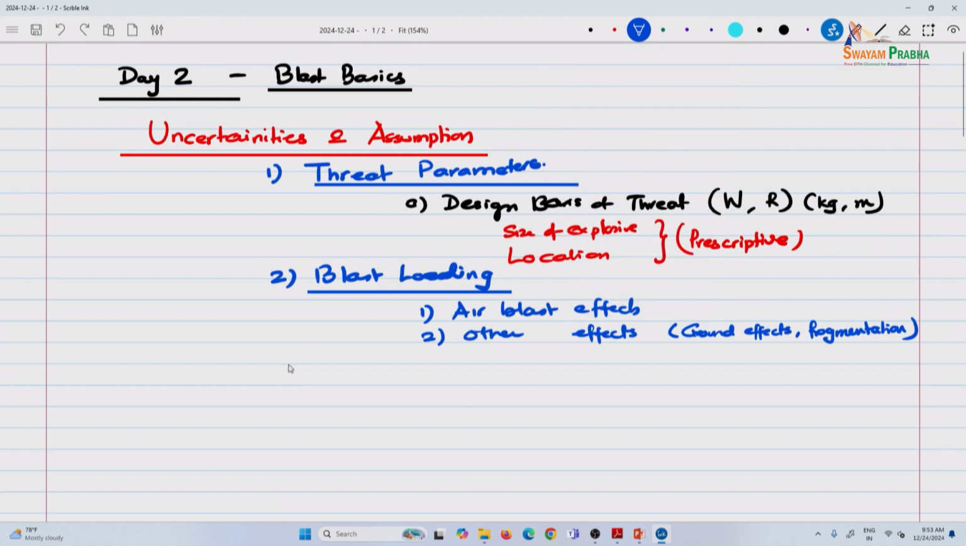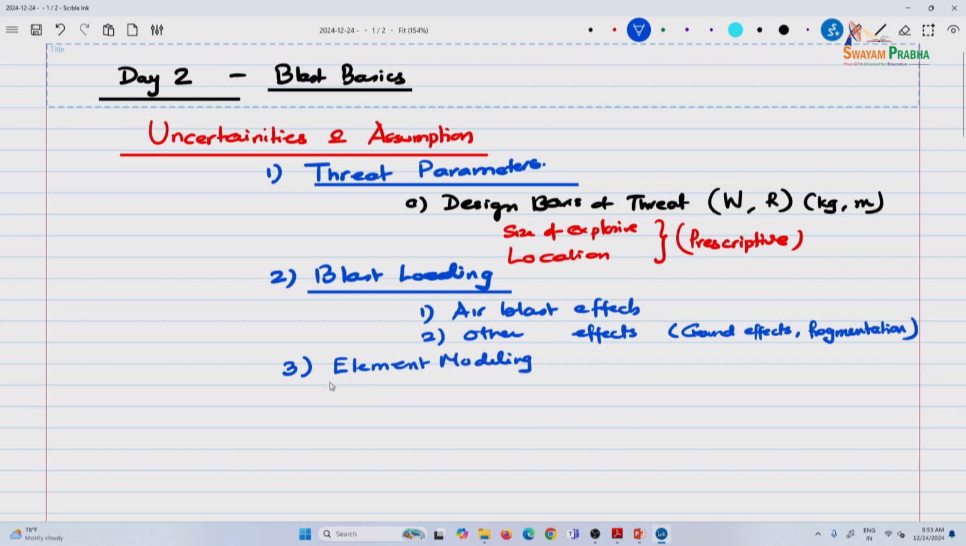And then the third one is element modeling. So once you have nailed down something that you want to proceed with, then comes how do I take a real structure and come into element modeling. And in element modeling, a variety of principles to understand is structural behavior and structural modeling.